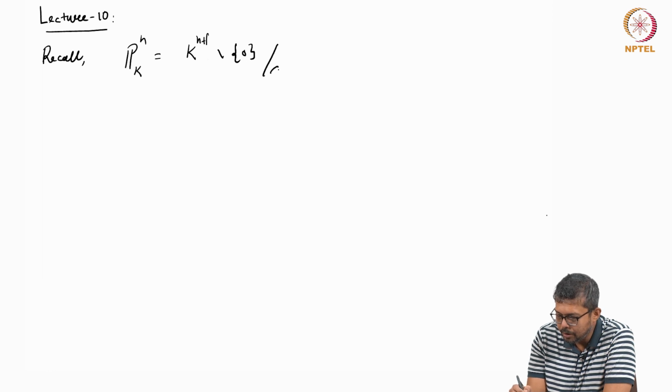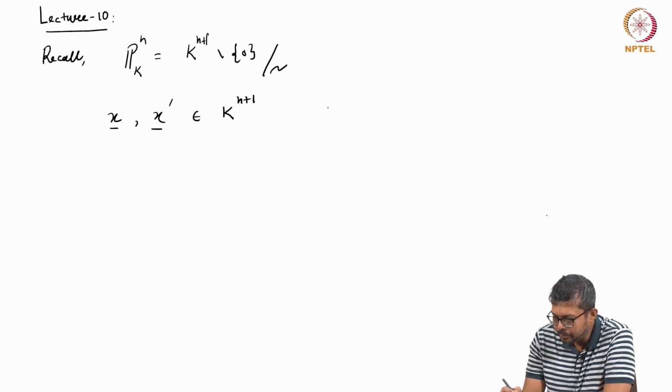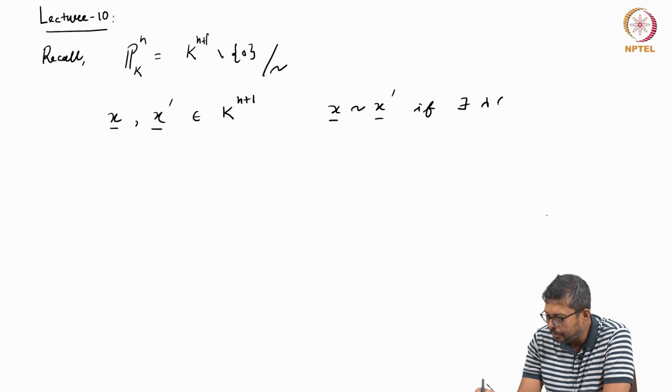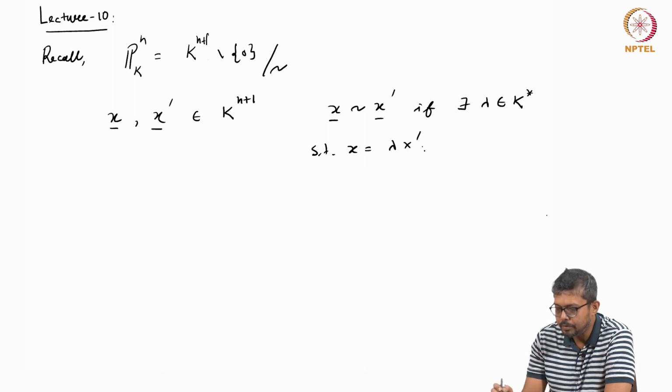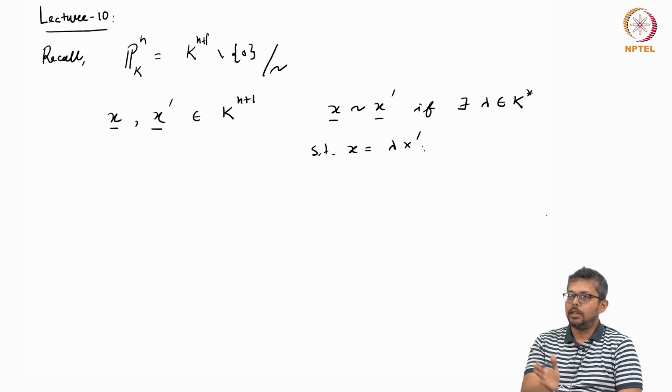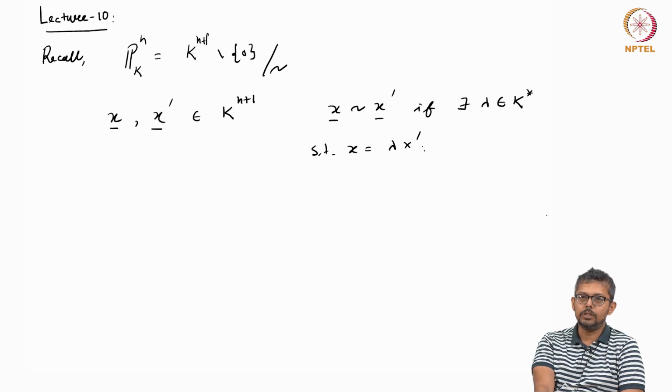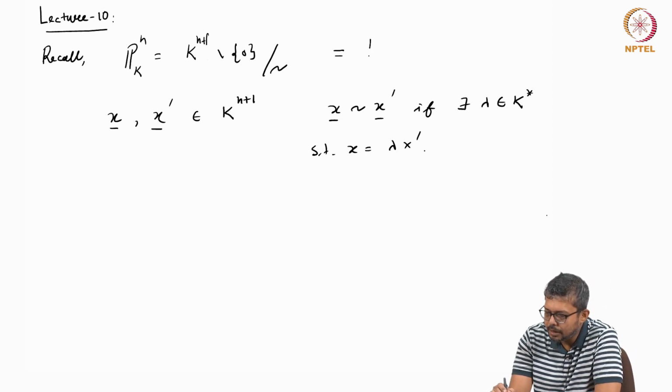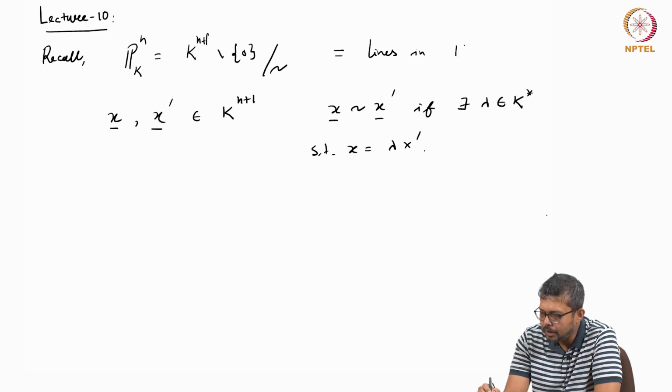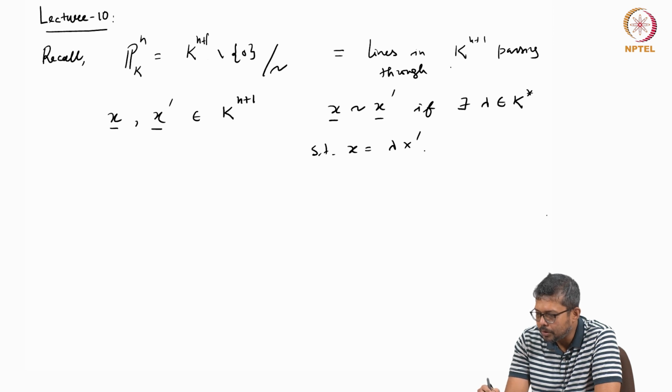and take 0 out, and then put an equivalence relation: you take two points x and x prime in K^(n+1). Then you say that x is equivalent to x prime if there exists a non-zero scalar lambda in K such that x is lambda x prime. Basically that means you take a line passing through the origin, and you identify that line with a point. So, this is the same as lines in K^(n+1) passing through the origin 0.